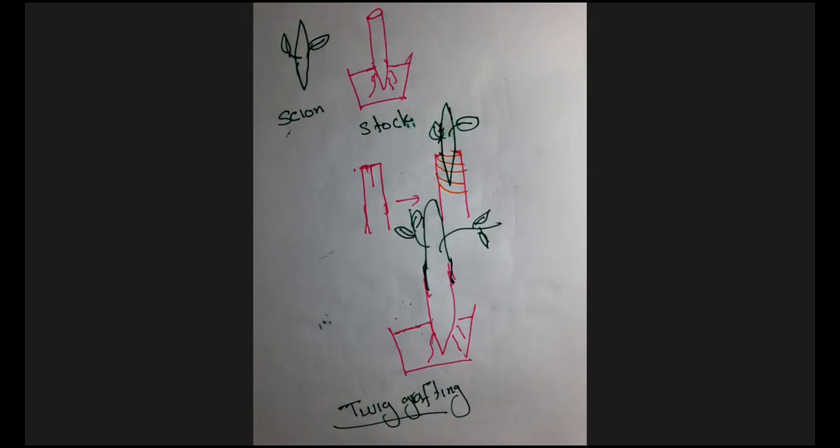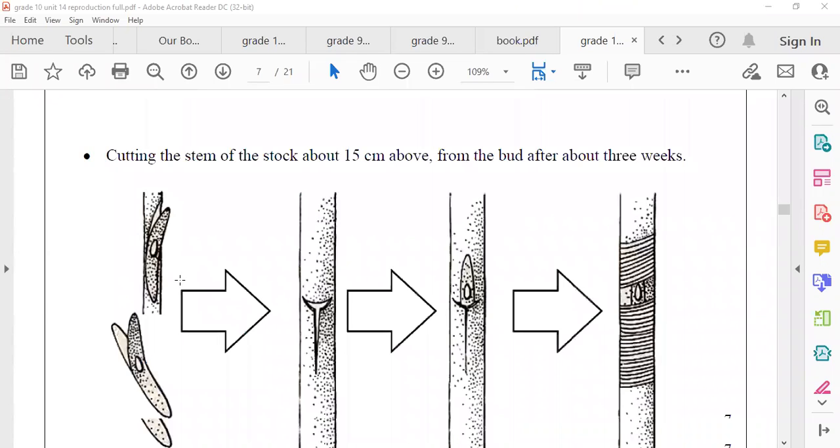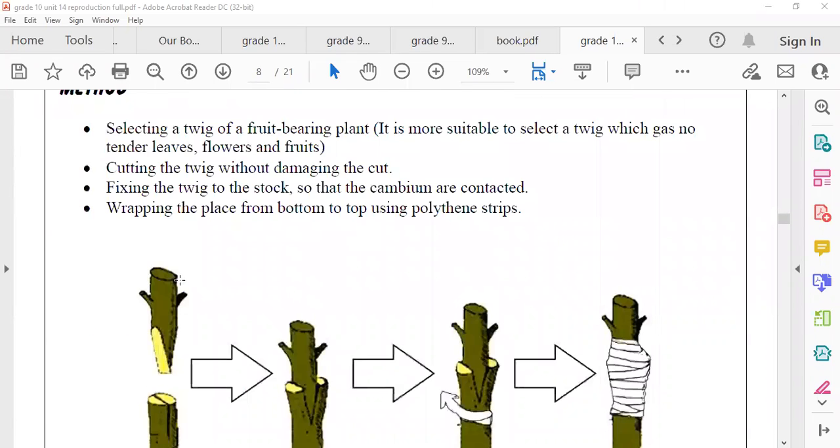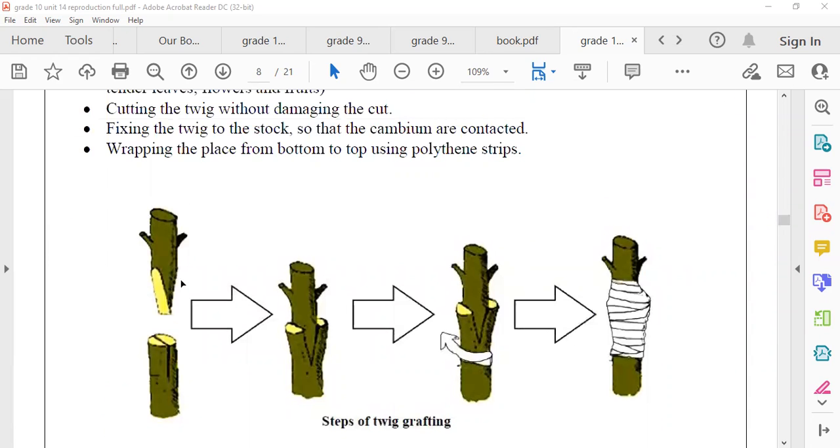Now, once you go to the tute, this picture is explaining how the bud is taken, how it is cut, how it is inserted, how it is covered with tape. All the things are explained here, right? That is bud grafting. Here you are explained the twig grafting. You need to draw these diagrams. Never mind whether it is ugly or neat, you have to draw these diagrams.